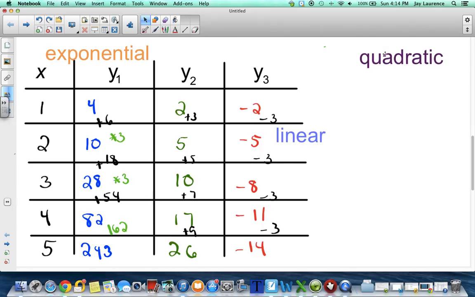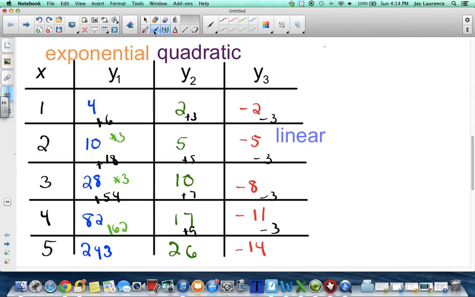Now, of course, by default, that means that this middle one must be quadratic, but let me point out a pattern to you. Okay, now it went 3, 5, 7, 9. See how it's skipping 2 every time? If your pattern is skipping 2 every time, in other words, if the second difference is 2, then you've got a quadratic pattern. Okay, so there you go.